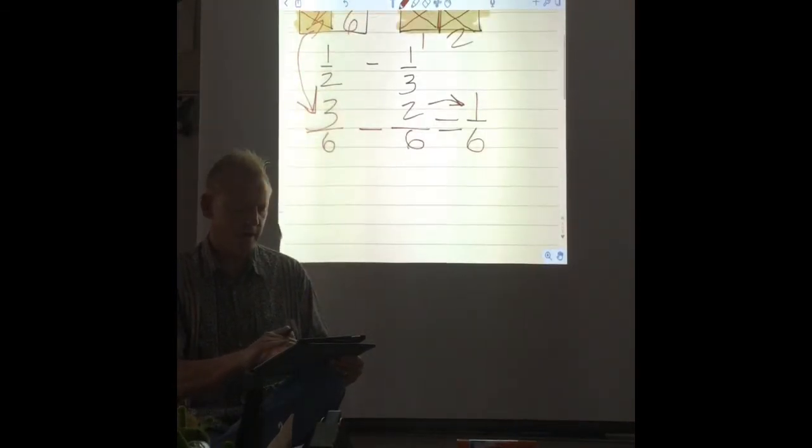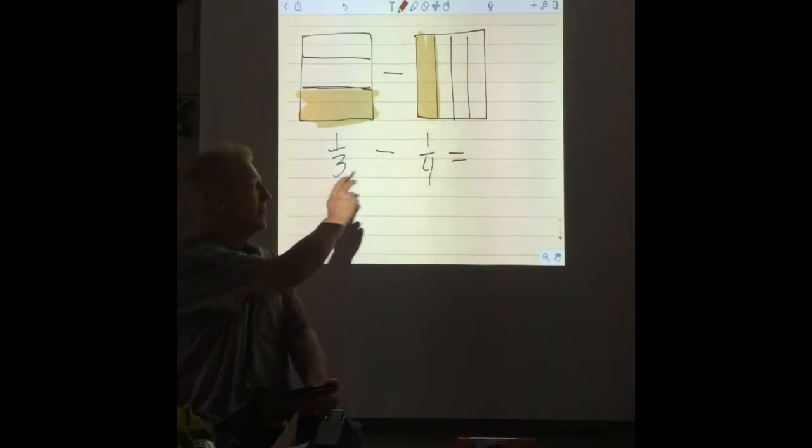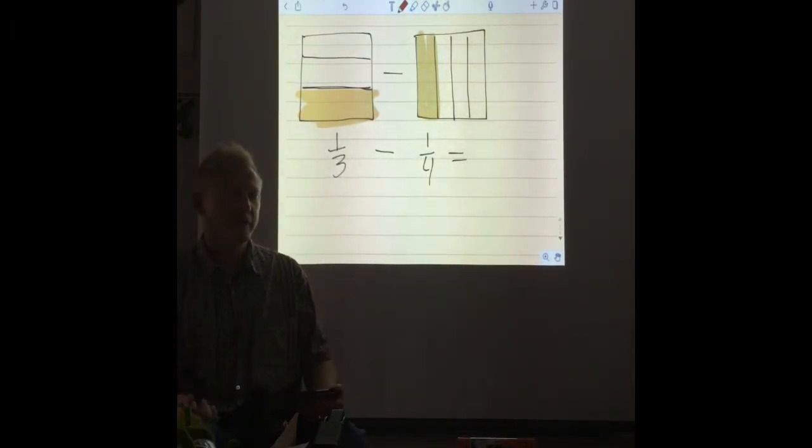Okay, let's do another problem. Okay, so I went ahead and I've drawn out our boxes again. We have a third, and we're going to take a fourth away from the third. So what are we going to have to do? Well, we could draw our lines, right? Our lines this way, and this nice line here, this way, right? We're pretending that these are all equal, okay?